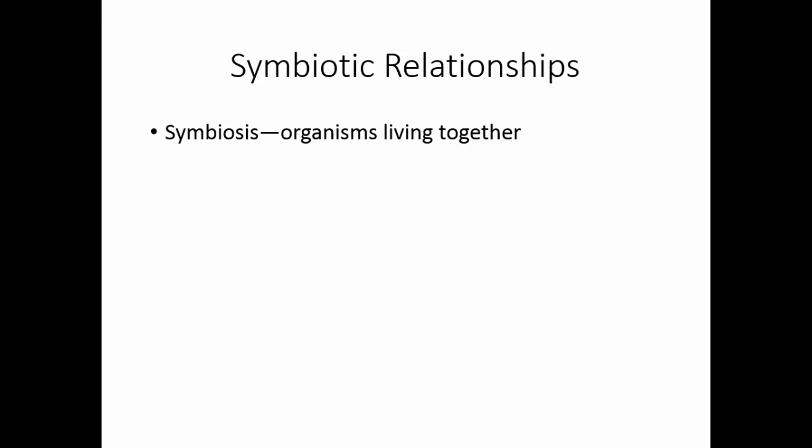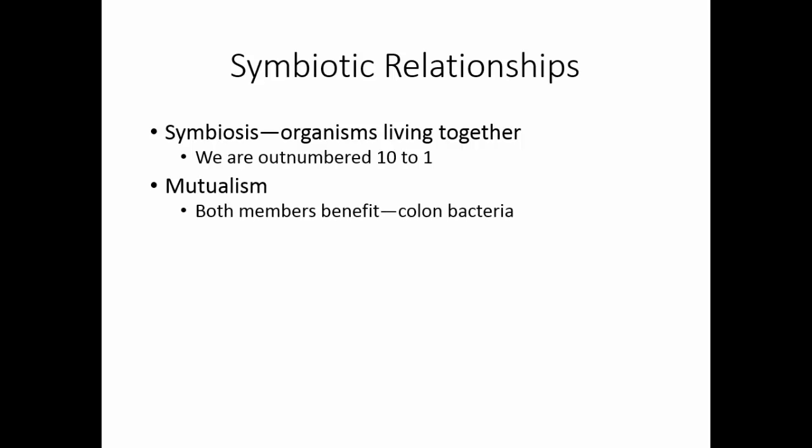Symbiosis is two organisms living together. We are outnumbered 10 to 1. There are 10 times more organisms living in us and on us than there are cells in our body. When the symbiotic relationship is mutualism, both members benefit. We benefit from our colon bacteria and they benefit from us. They get to eat our undigested food products and they make vitamin K for us.